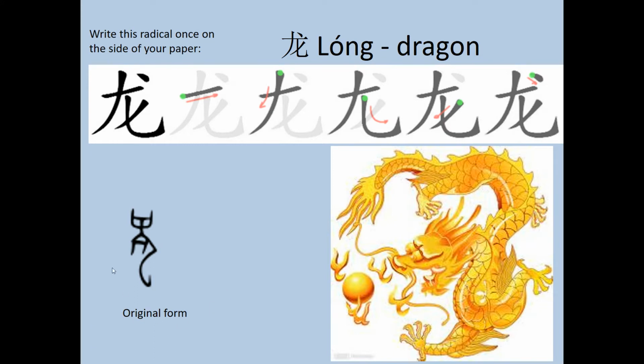And to write this character, you draw a straight line, and then the downward slash, and then the number 7, and then a dot. This is the dragon's eye. The dragon isn't complete until you've drawn the eye. This is the original form, and then it evolved to look like this shape. Long, dragon.